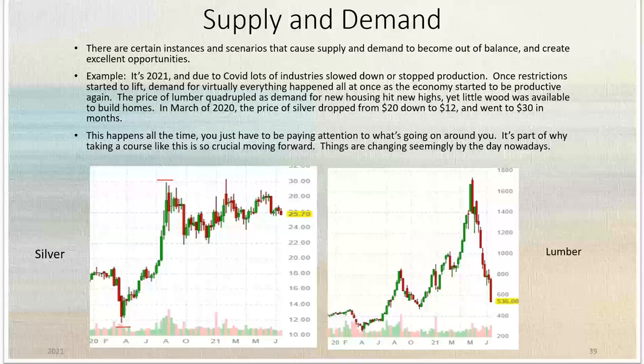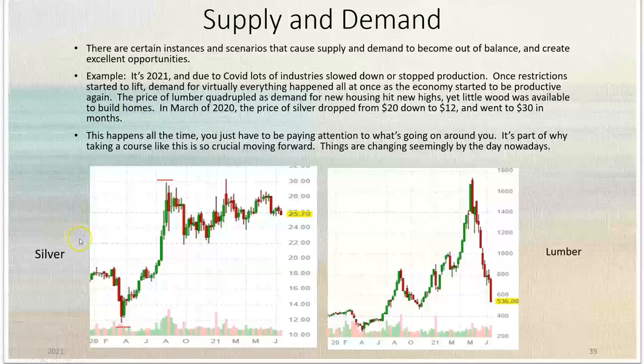The price of lumber quadrupled as demand for new housing hit new highs, yet little wood was available to build homes. In March of 2020, the price of silver dropped from $20 down to $12 and then went to $30 in months. This happens all the time. You just have to be paying attention to what's going on around you. It's part of why taking a course like this is so crucial moving forward. Things are changing seemingly by the day nowadays.